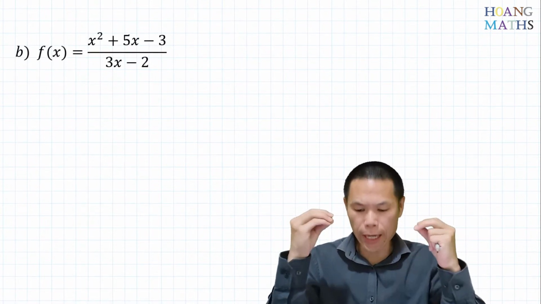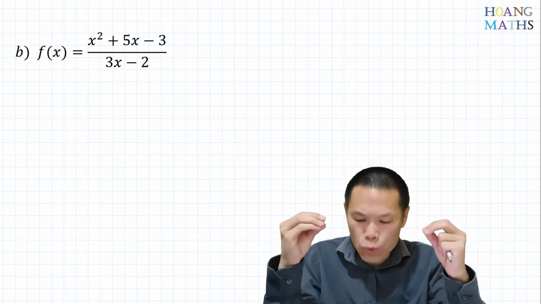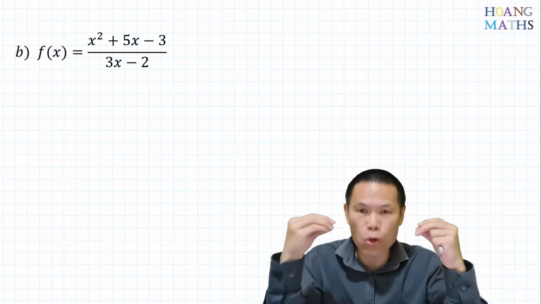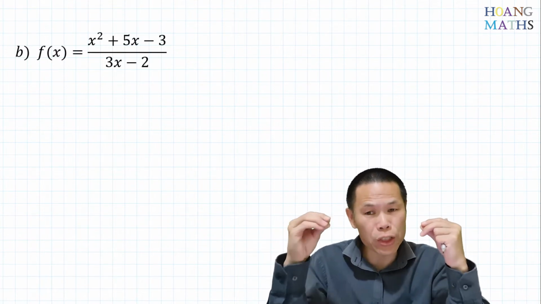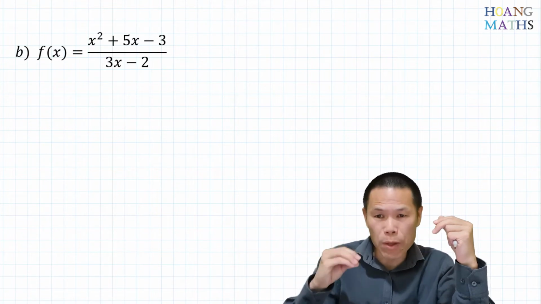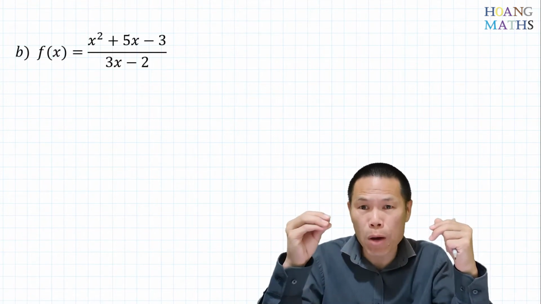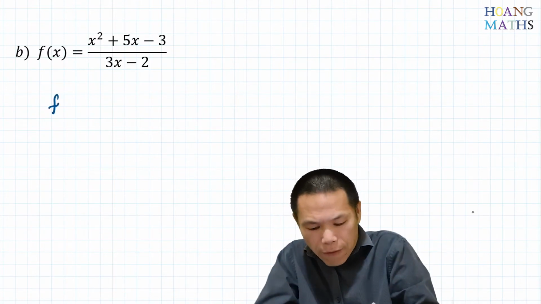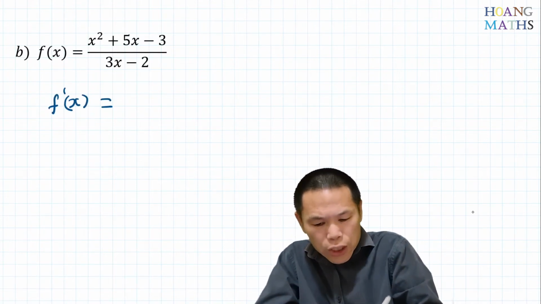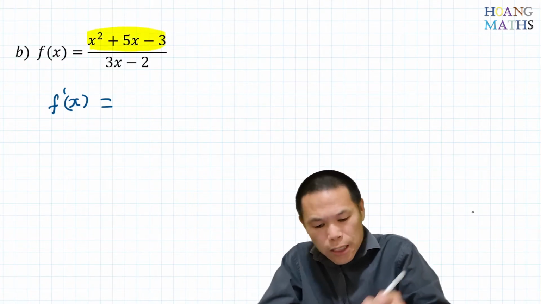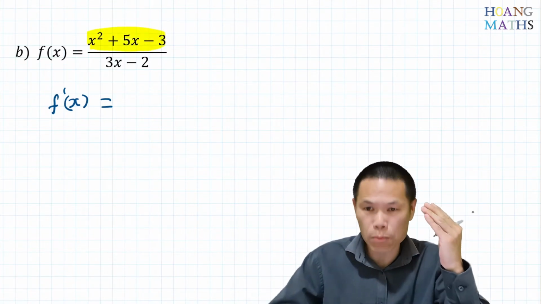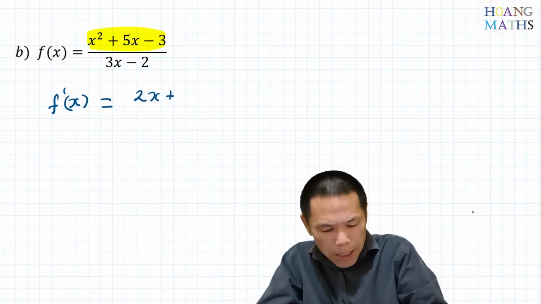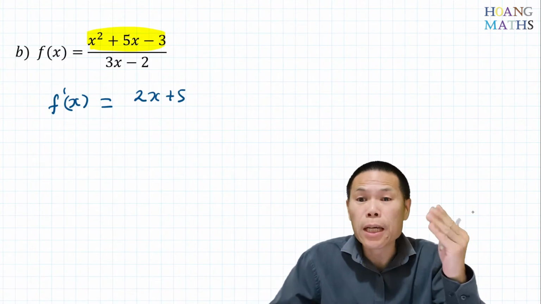Second one. Again, we have to use the quotient rule because one function is over the other. So we use the quotient rule to differentiate. We differentiate the top function and then we times the bottom, and then we minus differentiate the bottom, then we times the top. Okay, keep that in mind. So we write f dash x. We differentiate the top function, this one here, that gives me 2x plus 5. And then we times the bottom function.